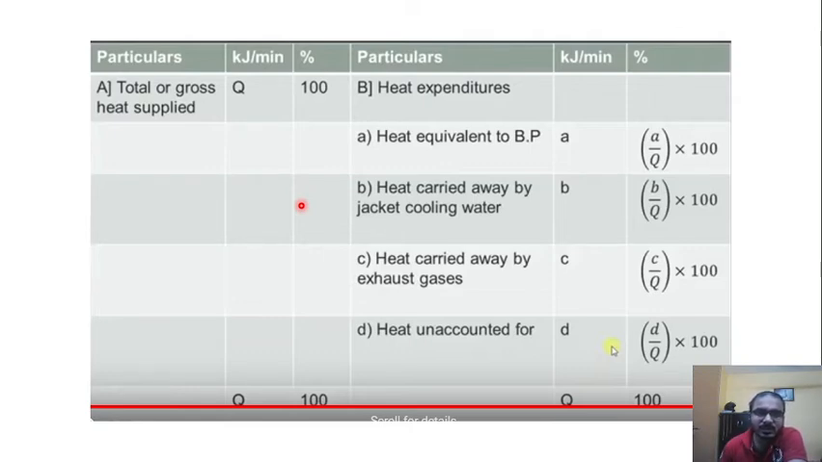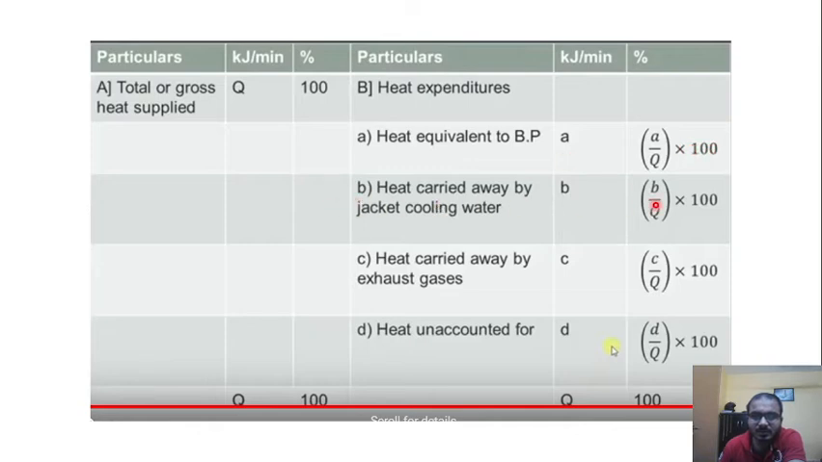Now the second table which you can see here is about particulars, heat expenditures. So as we have discussed all these subsections A, B, C and D, all of them are written over here, in kilojoule per minute, and we are calculating the percentages. So how are these percentages calculated? A is in the numerator, that is heat equivalent to break power, divided by total or gross heat supplied, that is Q, into 100.